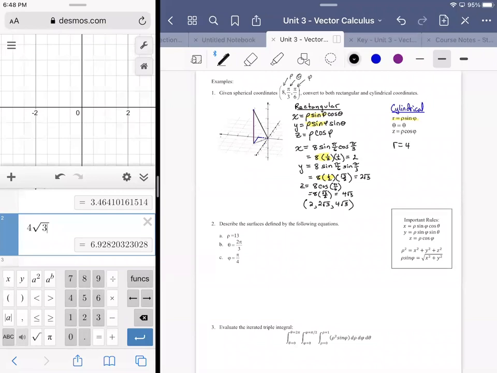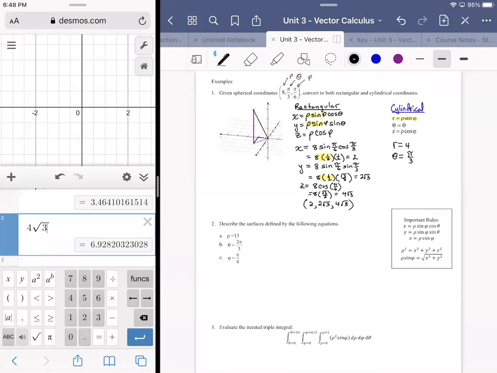Theta is equal to theta. Right? It's theta for a reason. That theta value in the cylindrical coordinates is the same as the theta in spherical coordinates. We changed the R to a rho to allow for the change from radius in the context of cylindrical to radius in the context of spherical, but we didn't change the meaning of theta. So that's still pi over 3.